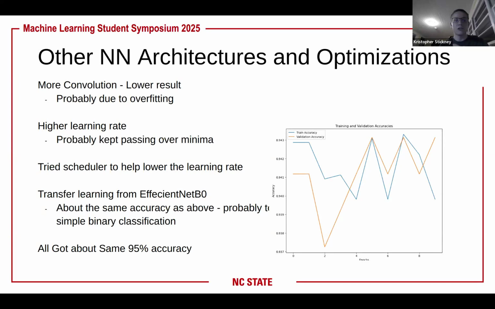We also tried a scheduler to help slow down the learning rate. That did not help us too much. And we also tried using EfficientNet B0 directly, doing transfer learning with our own layers. But again, we were not able to get it up to that 97.65% accuracy, probably due to the fact that EfficientNet B0 is for classifying a bunch of different images, almost like YOLO. With all of these, we got about 95% accuracy, just under what we were getting with our neural net.